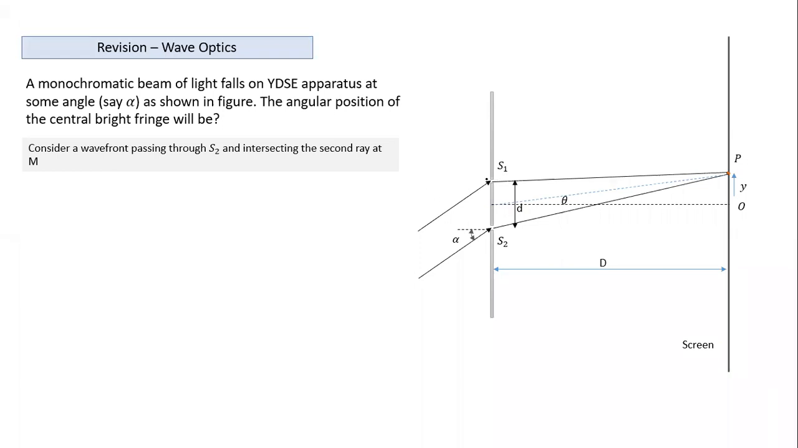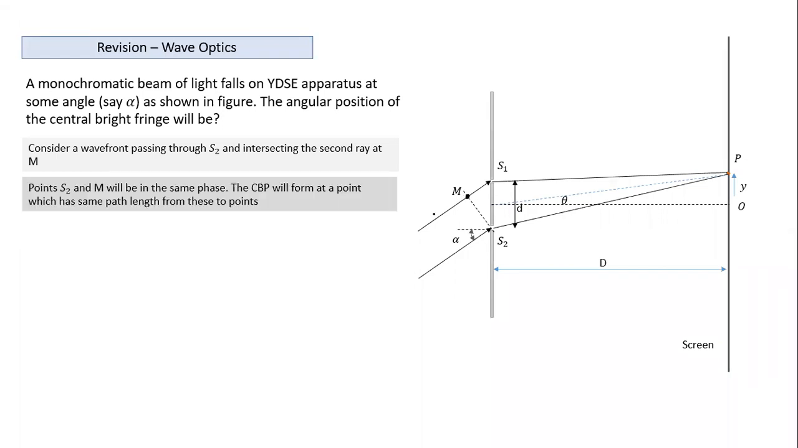So in this case, if we consider a wavefront passing through S2, now these 2 points will not be in the same phase. These are 2 rays here. Which point on this ray is in the same phase as S2? We draw a wavefront from S2. A wavefront is perpendicular to the direction in which the wave travels. So if this is perpendicular here, S2 and M are in the same phase. That's how we find 2 points which are in the same phase.